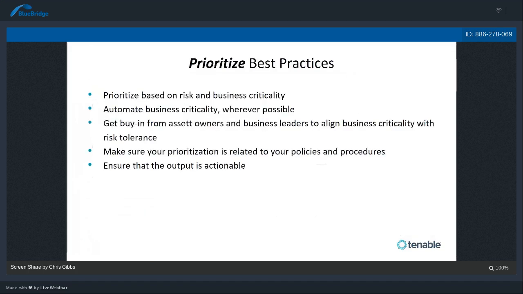So, best practices here. As I said, prioritization should be based upon the vulnerability risk and the business criticality. I've said this a couple of times. VPR is, in my opinion, a much better way of defining what's important to you today to take action against than CVSS alone. Goes without saying. Again, I come back to the automation.